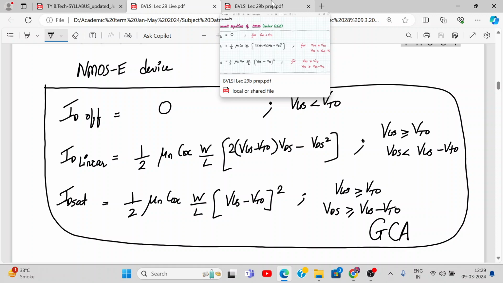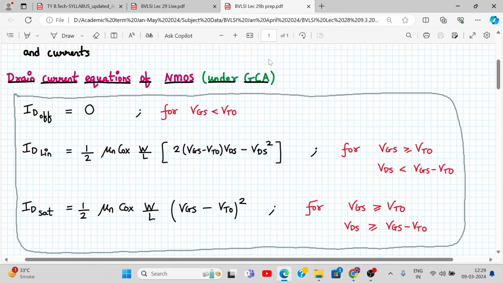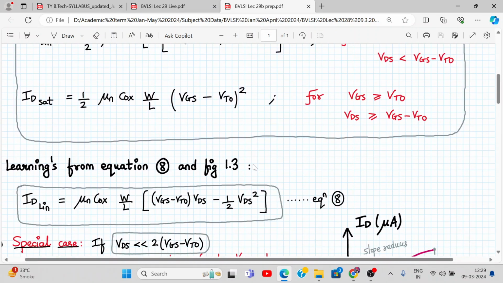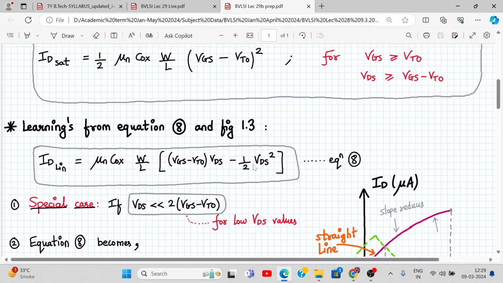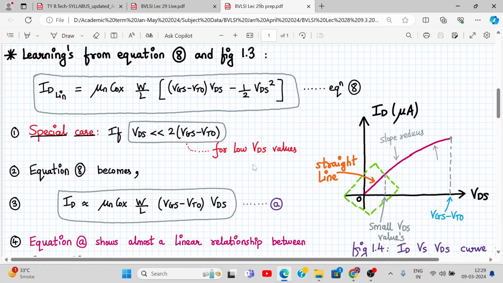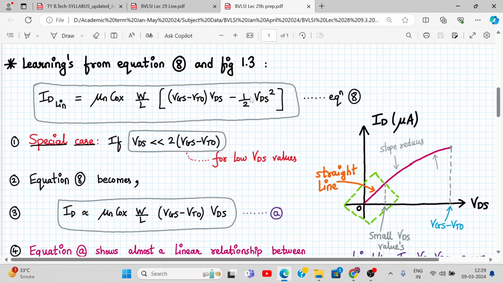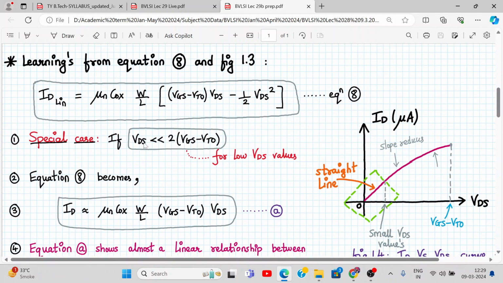Students, can I move on to the next topic? Okay, we will also learn the learnings from this equation. What are the learnings from this equation? Let's say we have ID linear, equation number 8, which we are writing over here again. Now under a very special condition, consider VDS is very much less compared to twice of VGS minus VTO.